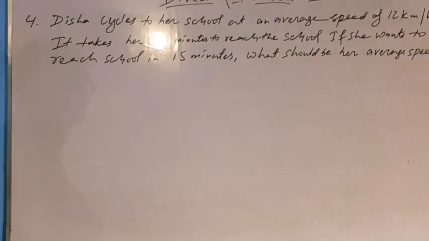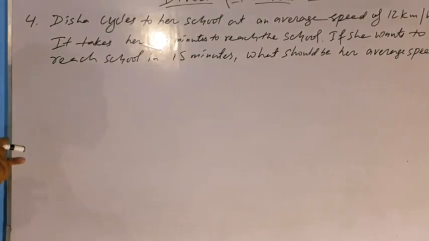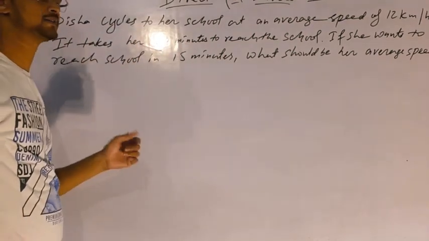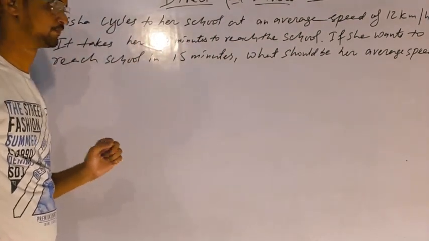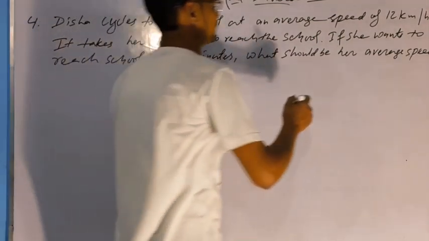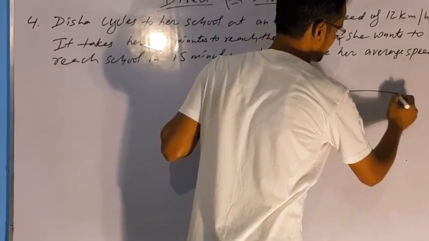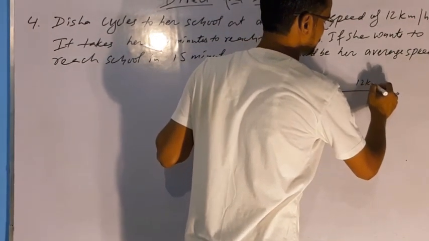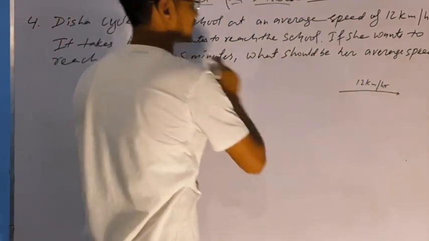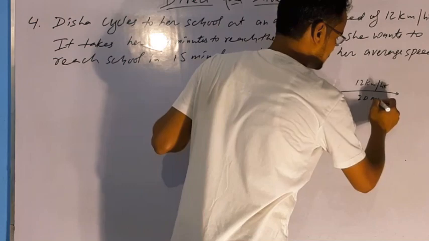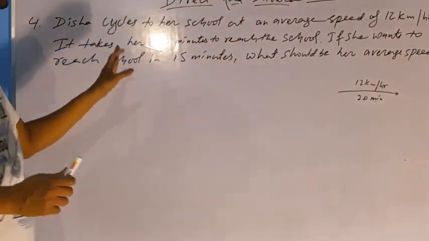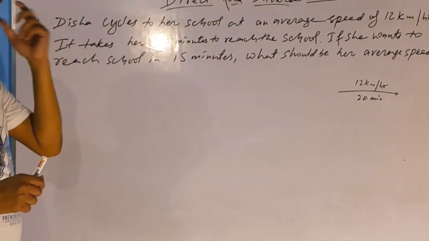Our next question is that Disha cycles to her school at an average speed of 12 km per hour. It takes her 20 minutes to reach the school. Besides that, she traveled to her school with a speed of 20 km per hour, and she will take 20 minutes to reach the school. If she wants to reach school in 15 minutes, what should be her average speed?